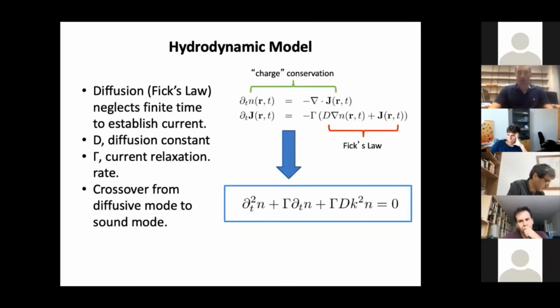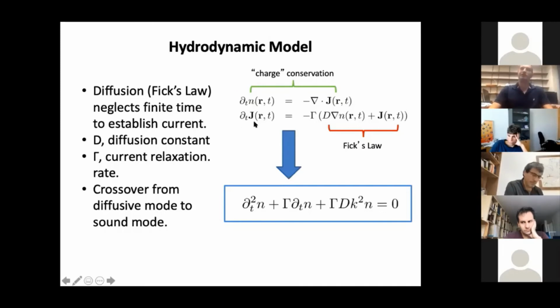Fick's law is what you would use to describe diffusion, right? Diffusion would be that the current density is proportional to gradients of the density, and the proportionality constant is this diffusivity. So you would write J equals minus D times the gradient of n. So that's Fick's law. We clearly don't obey Fick's law, because Fick's law would predict diffusion, which would be an exponential decay. So we need to modify it.